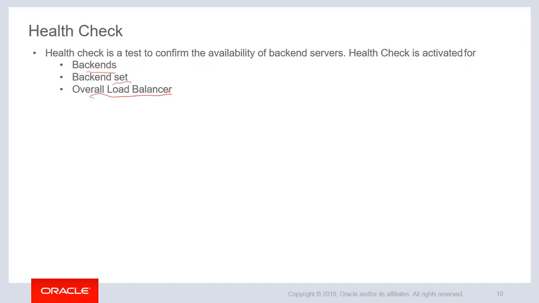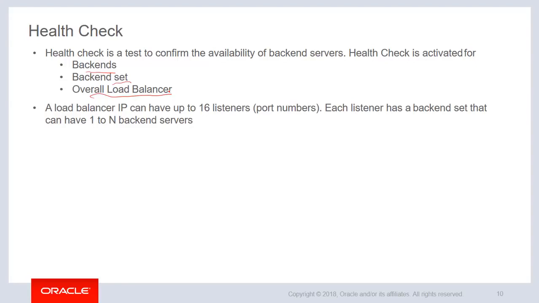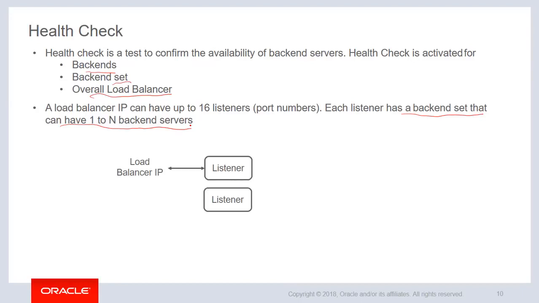And then there is the overall load balancer health check, which considers things other than the backend and the backend sets. So a load balancer IP can have up to 16 listeners. We talked about this. You can have a listener on port 80, you can have a listener on port 443, or you could have another port. Each listener has a backend set that can have 1 to n backend servers. So literally you can have 16 backend sets, because each listener has one backend set, and that's one of the reasons why we combine the backends into this logical entity called backend set. It makes life much simpler.